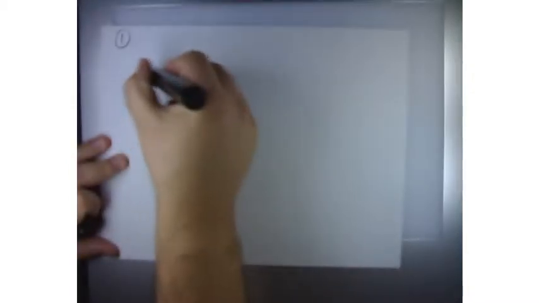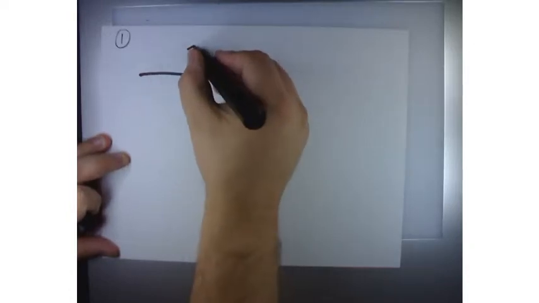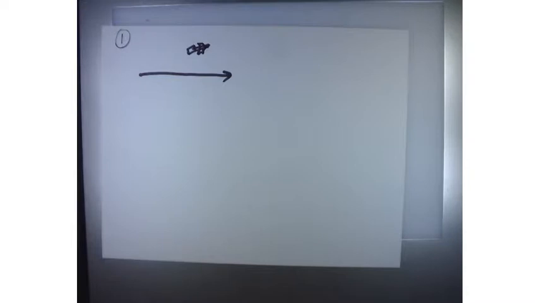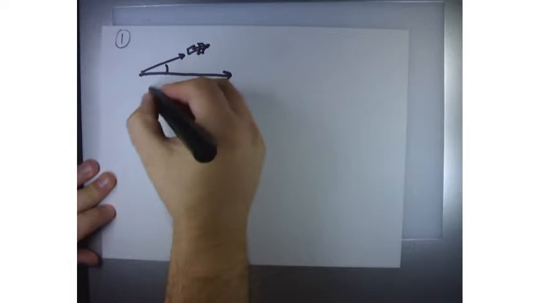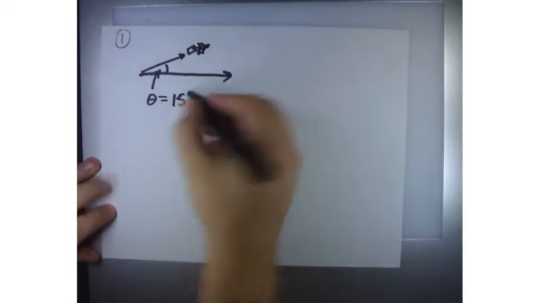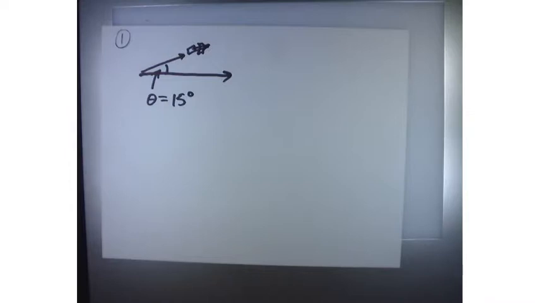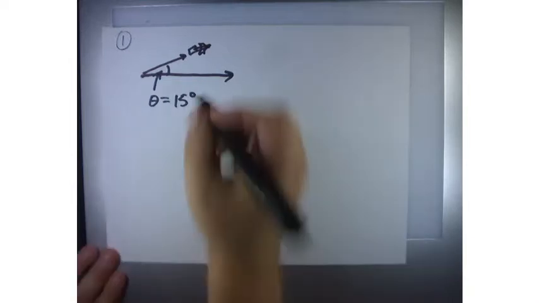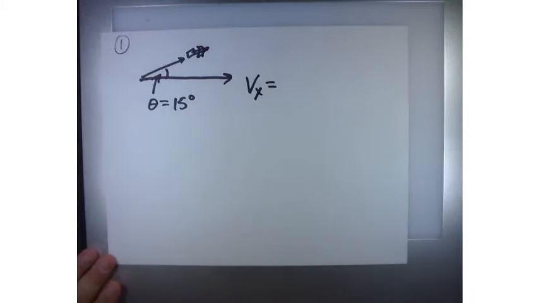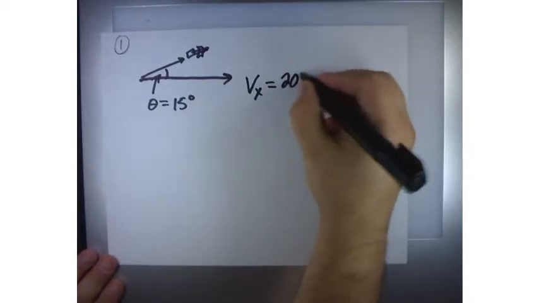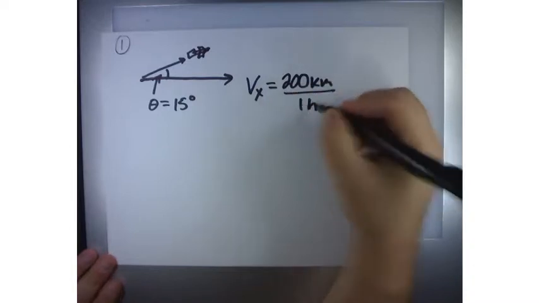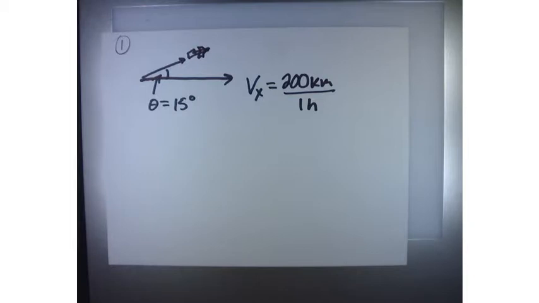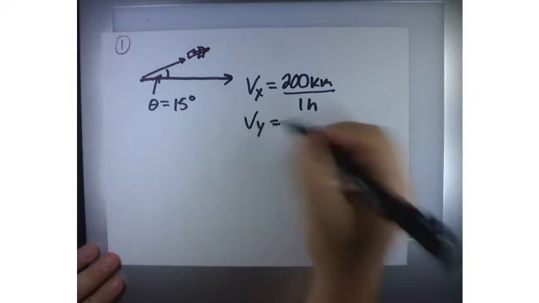For problem number one, we're told that there is a plane. That's my plane, and we're told that it's flying at an angle above the horizon of 15, not percent, but degrees. So theta is equal to 15 degrees. We're told its horizontal component, or horizontal velocity, V sub x, is equal to 200 kilometers per one hour. That's pretty fast. We're asked to find V sub y, and we're asked to find V.